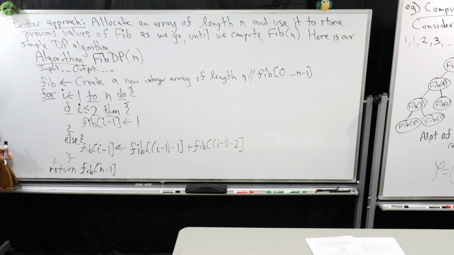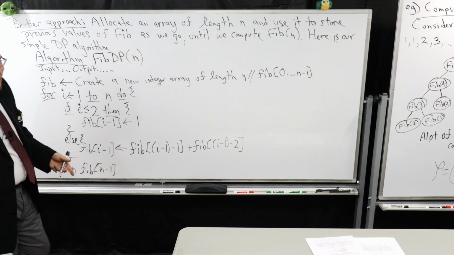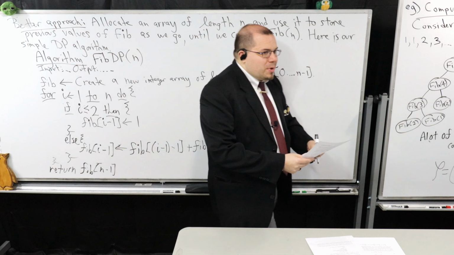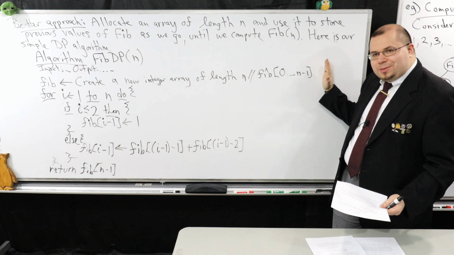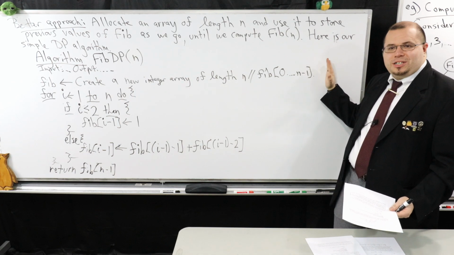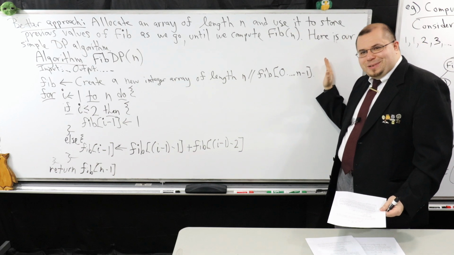I encourage you to convince yourself that this algorithm indeed works. Try it out on an array for the nth Fibonacci number in your spare time. But is everybody convinced that this algorithm in fact computes the nth Fibonacci number? Are there any questions about it?